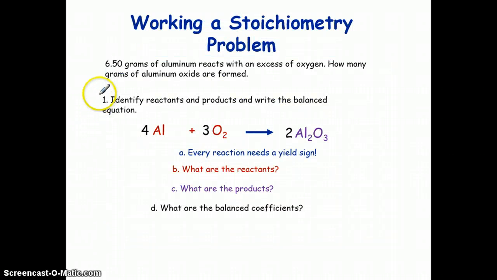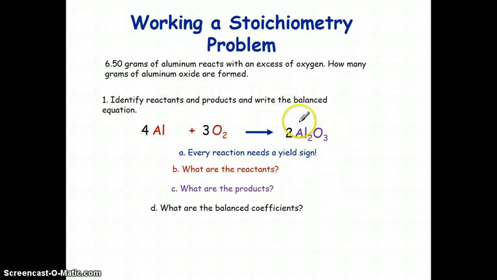All right, here is an example. We have 6.5 grams of aluminum that reacts with excess oxygen. It wants to know how many grams of aluminum oxide are formed. You will have to learn to write equations. So aluminum is just Al. It reacts with oxygen. Remember, oxygen is diatomic, which is why it appears down here as O2. And then it forms aluminum oxide.